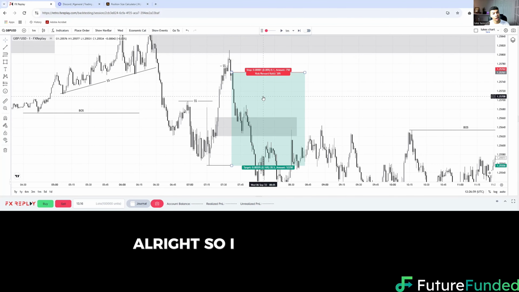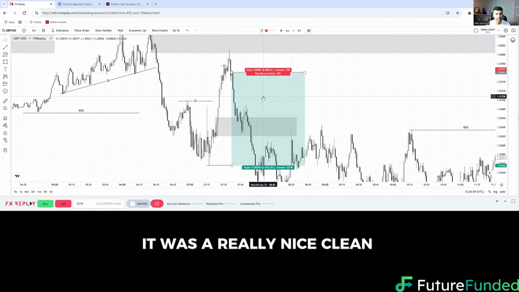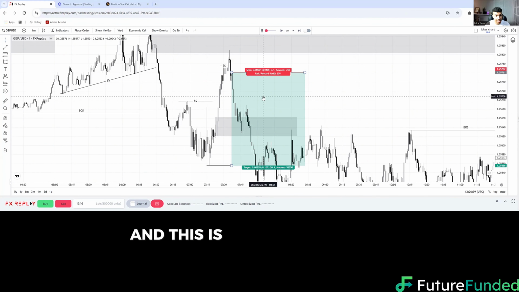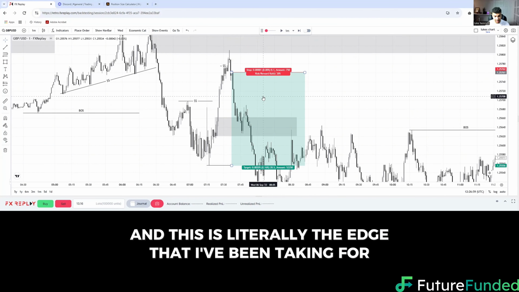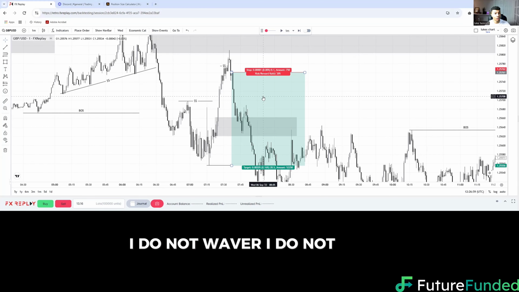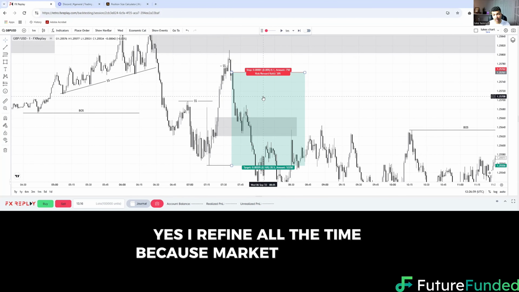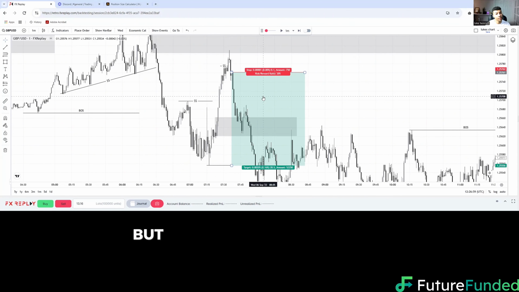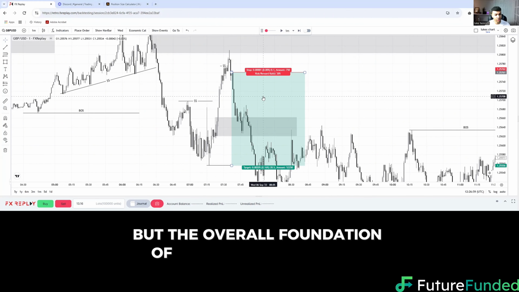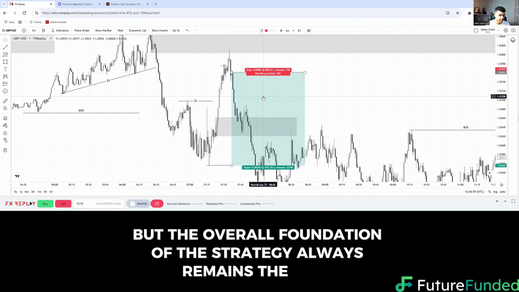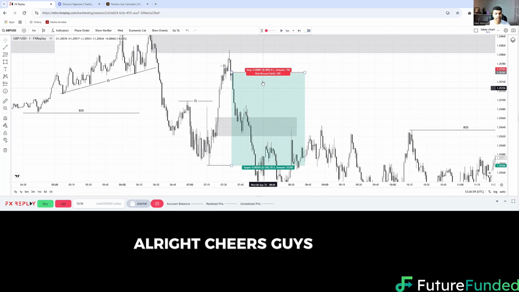All right, so I hope that helps, guys. It was a really nice, clean setup. This is literally the edge that I've been taking for years. I do not waver. I do not move away from my strategy. Yes, I refine all the time because market conditions do change, but the overall foundation of this strategy always remains the same.